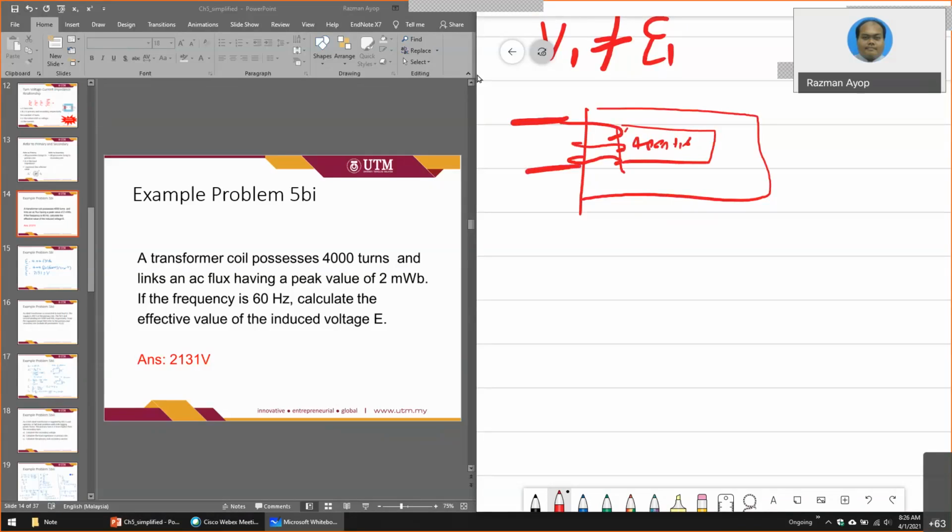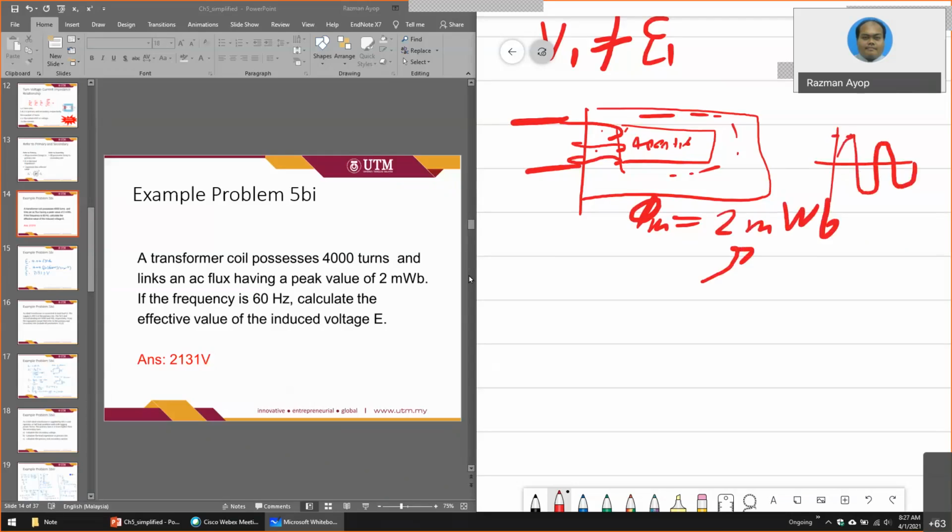The flux here is the flux maximum. The peak flux means that because this is AC, the flux will keep changing, so flux maximum is basically at the top. You take the top value only. So flux maximum is 2 milliweber. Be careful with milli. Many of you made a mistake on the prefix in test 1 and test 2, so make sure you know what milli is. Frequency is 60 Hz.